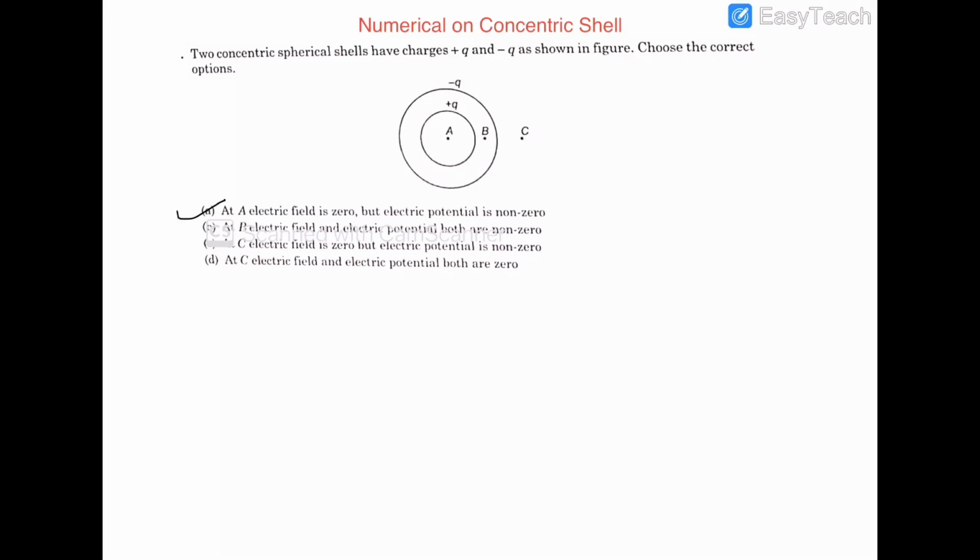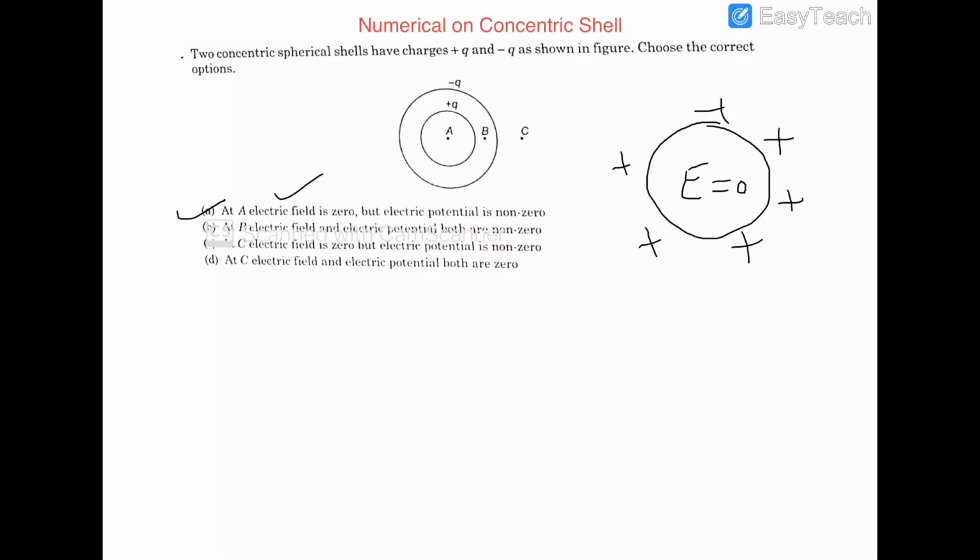Now point A is inside the first spherical shell, and we know inside a spherical shell which is carrying some charge on its surface, electric field is equal to 0, like a Faraday cage. So a hollow conductor will not have any electric field inside it. So the first part of the statement, at point A electric field is 0, is correct. Second part, but electric potential is non-zero.